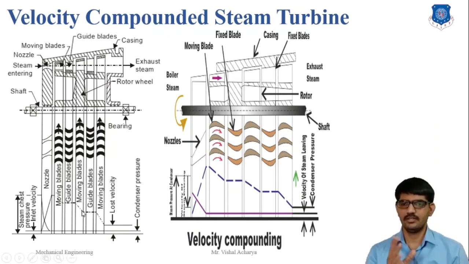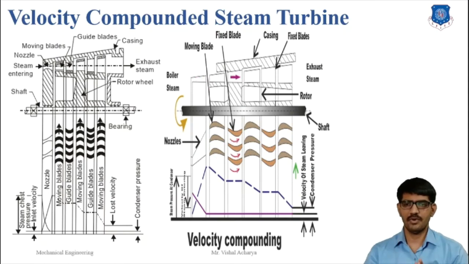And in the moving blade, the pressure decreases. So here there is only a velocity drop in the moving blade, and in the guide blade there is no velocity drop and no pressure drop. This is the simple construction and principle of the velocity compound turbine.